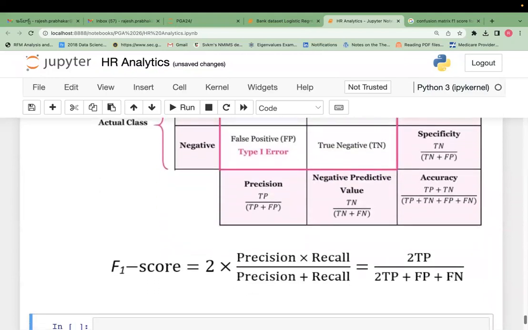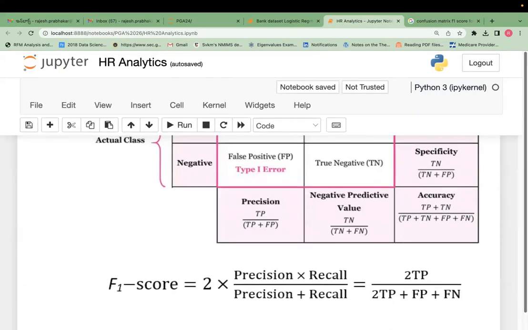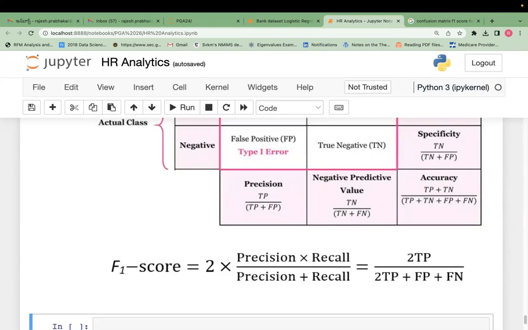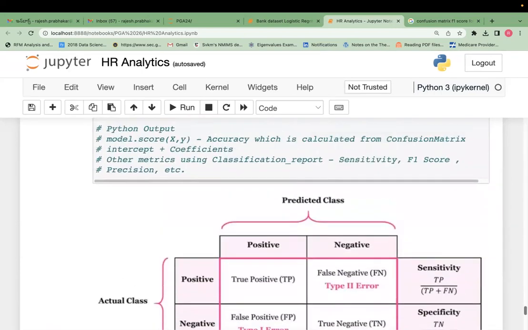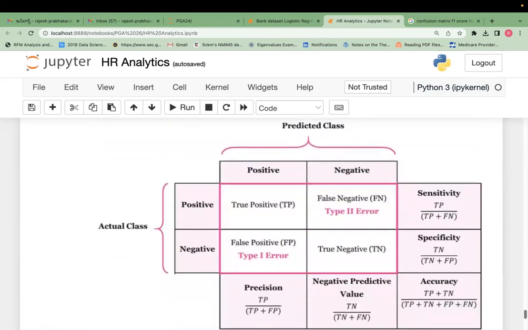One of the important metrics is F1 score. F1 score is also very important. Nowadays, a lot of people are asking for F1 score as a primary metric along with accuracy. Along with accuracy, F1 score is also very important. So this is the formula for F1 score. So these metrics are very important in classification.